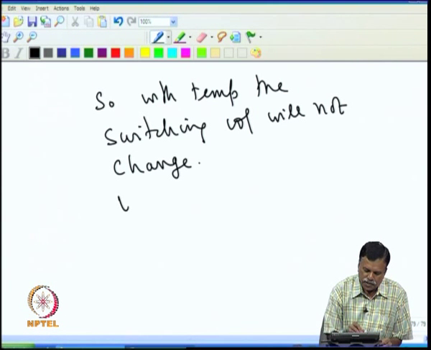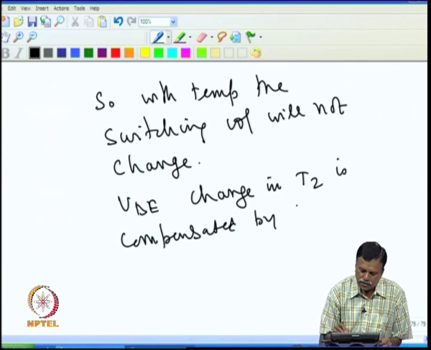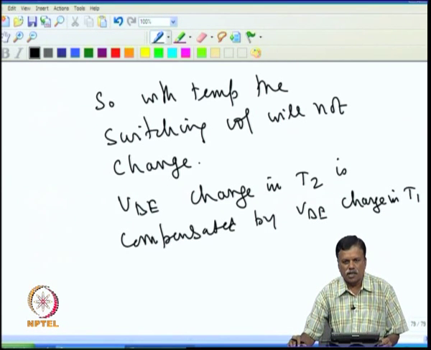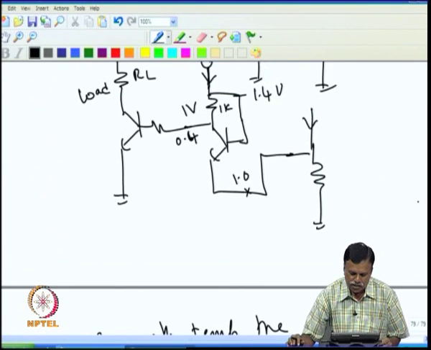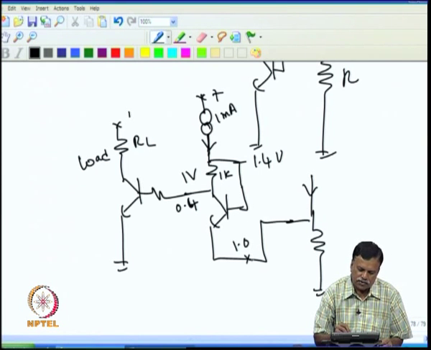So, the VBE change in T2 is compensated by the VBE change in T1. So, this can be used, and it is a great advantage, because the switching voltage is not changing with temperature.